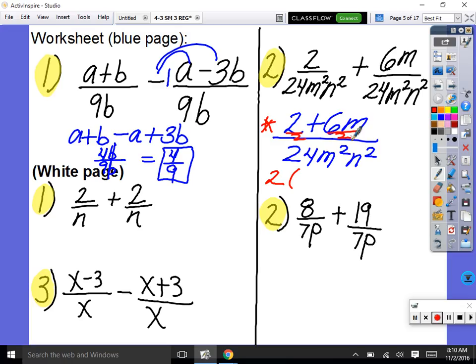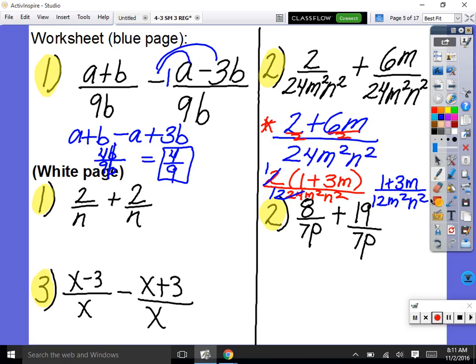No. That's what I saw everybody do that got it wrong. 2 over 2 is 1. 6m over 2 is, so plus 3m. That's what we have on top, and on bottom it doesn't factor. So 24m squared n squared. Then you'd say multiplication can be divided out. 2 over 24, what does that become? 1 over 12. So left on top, because there's nothing more we can do here, is 1 plus 3m all over 12m squared n squared. Those of you that got it wrong, do you see where you made your error?